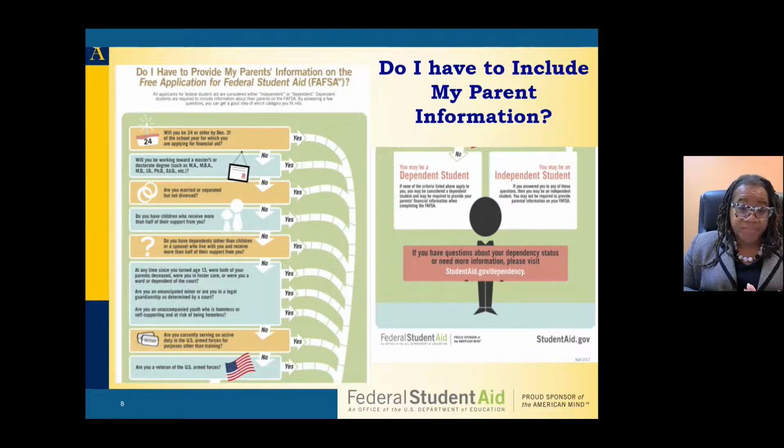So that's a military veteran, they have children that they support, or both parents are deceased, or they are married. Those are the criteria where students would not have to include parent information. So in most cases, most students are considered a dependent student and do have to include parent information on that FAFSA form.